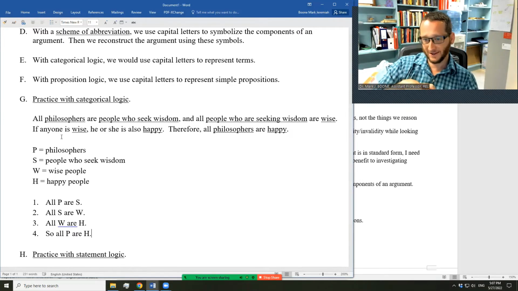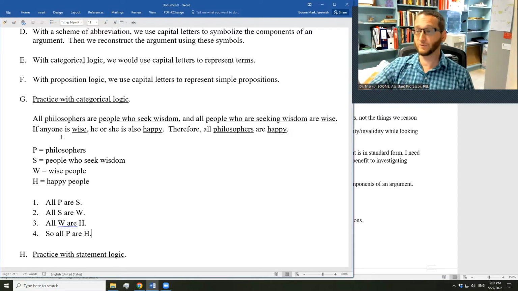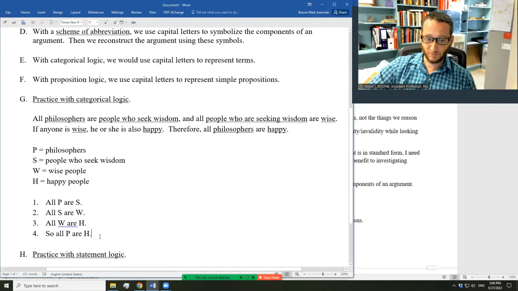We could, by the end of our second unit, our categorical logic unit, be able to demonstrate validity for an argument like that. We're not doing that today. Today, all we're doing is putting it into standard form, but good if you can see that. It should be easier to see just looking at these symbols, all P R S, all S R W, all W R H, so all P R H, that the argument is indeed valid, the premises guarantee the conclusion.